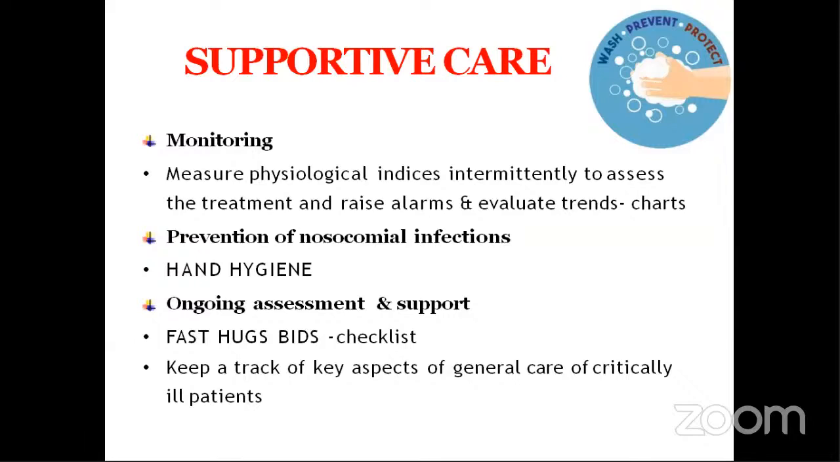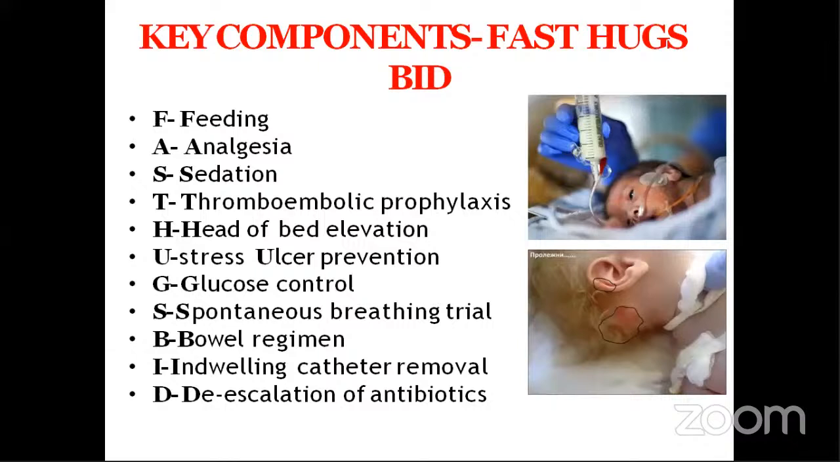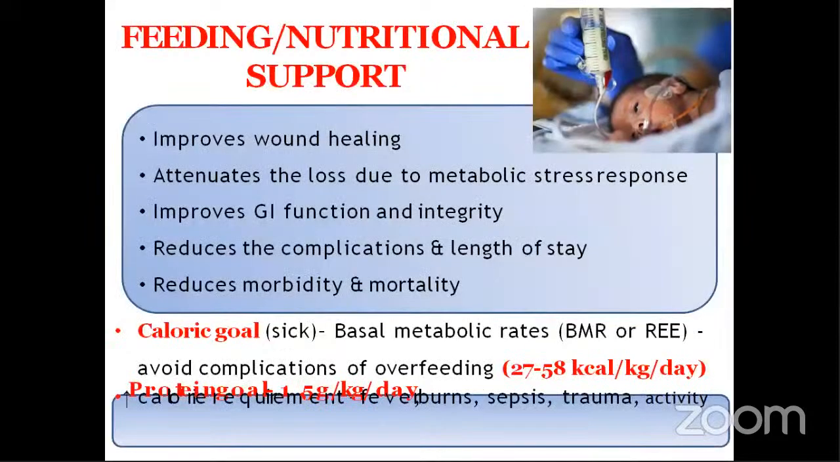So let us see what are the components of this FAST HUGS BITS. F is for feeding, A stands for analgesia, S is sedation, T is thromboembolic prophylaxis, H is head of bed elevation, U is stress ulcer prevention, G is glucose control, S is spontaneous breathing trial, B is bowel regime, I is indwelling catheter removal, and D is de-escalation of antibiotics. Out of all these components, spontaneous breathing trial has already been discussed in lectures on mechanical ventilation, and the rest we'll discuss here. So starting with feeding.